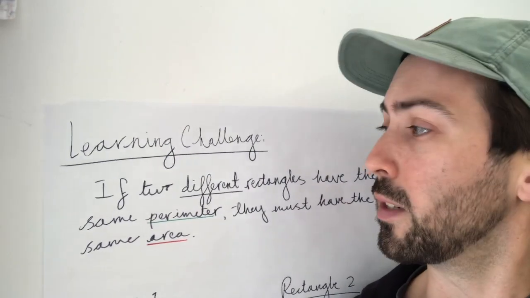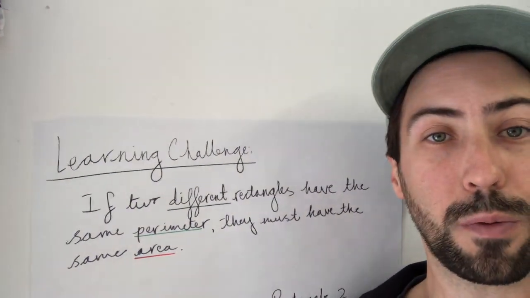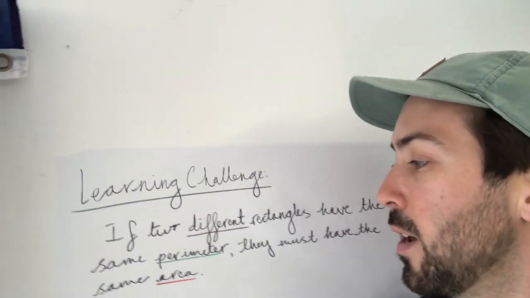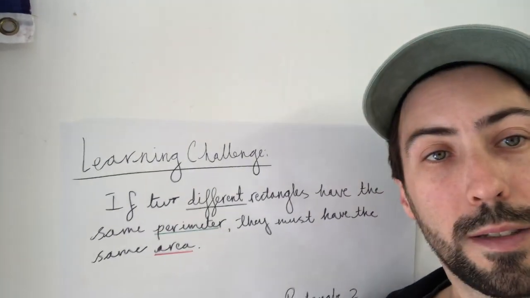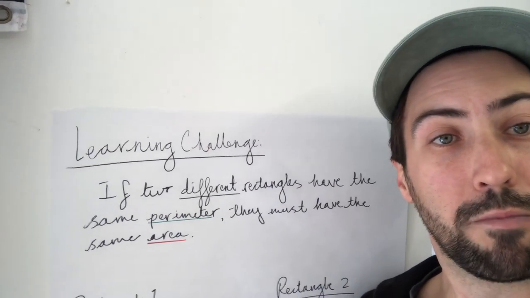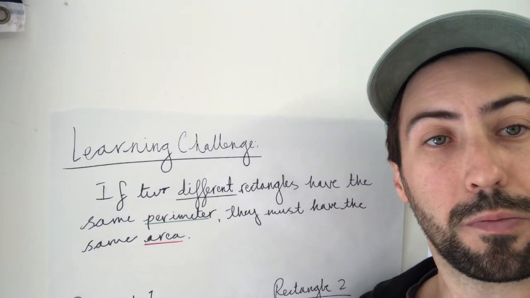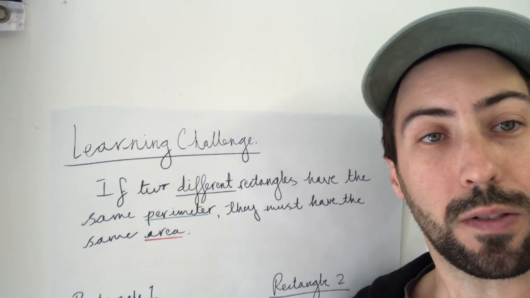But your learning challenge is: if two different rectangles, that's what's important here, have the same perimeter, they must have the same area. Is that true? Is that false? What do you think? I'll give you a second to think it over.